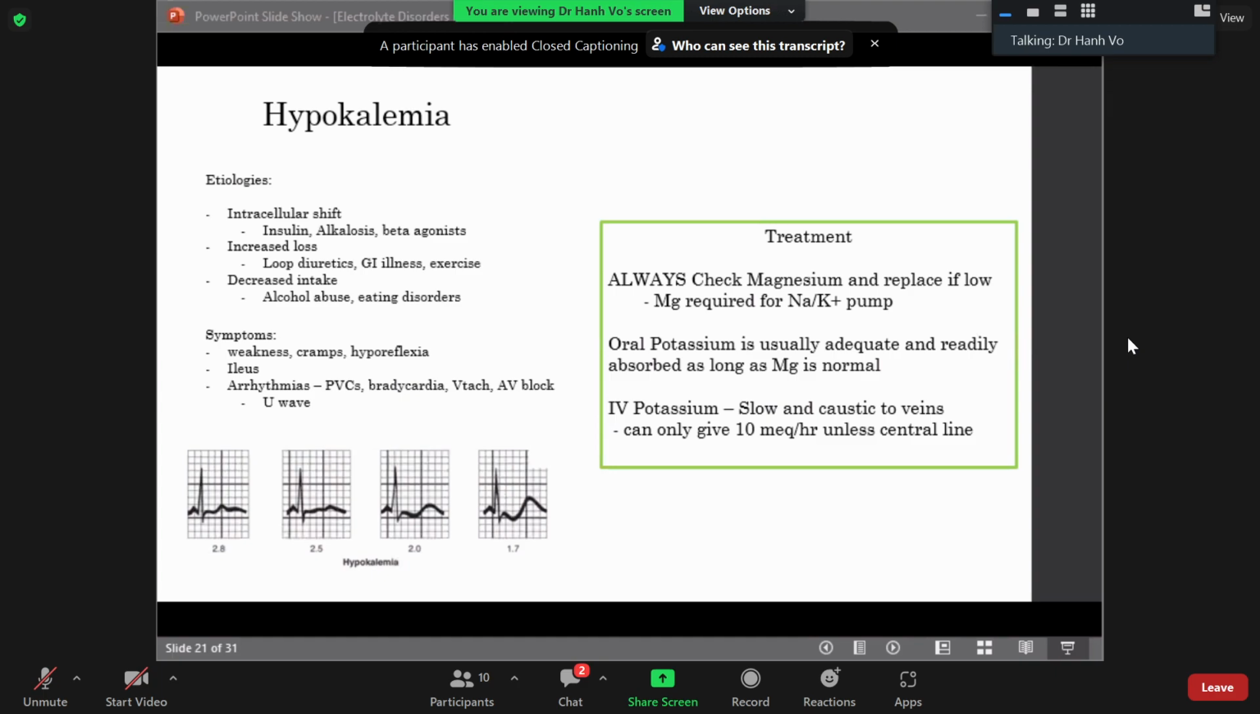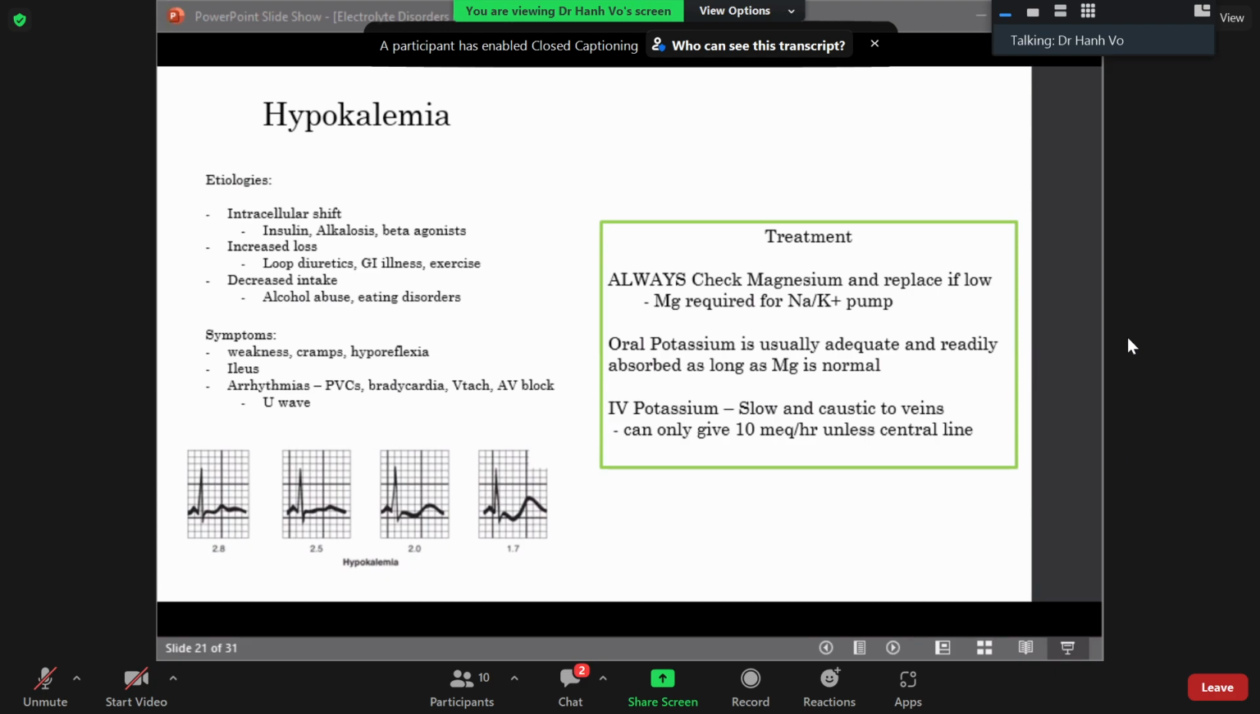Hypokalemia is a very common derangement, but not a nearly right pattern. Hypokalemia is a serum potassium below 3.5 mEq per liter. It can present with symptoms like palpitations or muscle weakness, and EKG changes. The EKG abnormalities include ST segment depression, low T wave, and increased U wave amplitude.